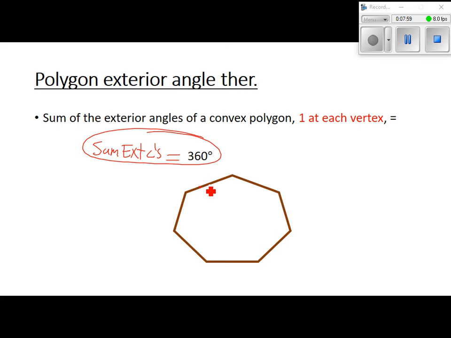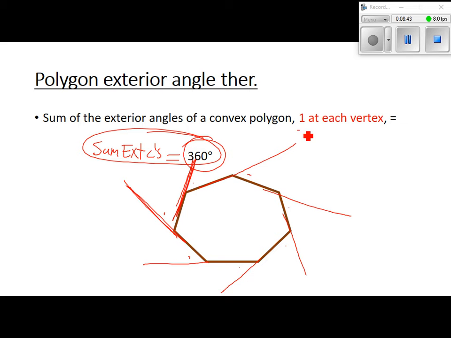So if I extend these sides out, and it's got to be the side going straight out, that's an exterior angle. That's an exterior angle. That one is, if it was connected correctly. And that one is. So all those angles, 1, 2, 3, 4, 5, 6, 7, all 7 of those angles are going to add up to 360. No matter what the polygon is, the exterior angles always add up to 360 degrees. So nothing to do there. If they ask you what's the sum of the exterior angles, then you know it's 360.